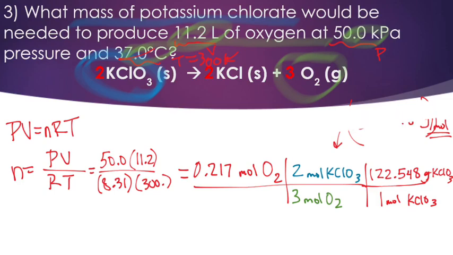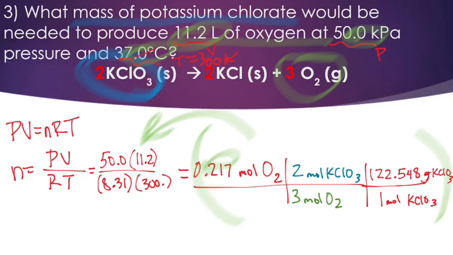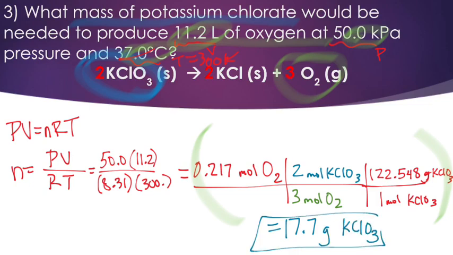So this is our stoichiometry setup, and if we multiply and divide across the top, just doing this math now that we have those moles from our ideal gas law, then we can find that this final mass of potassium chlorate should come out to be 17.7 grams.